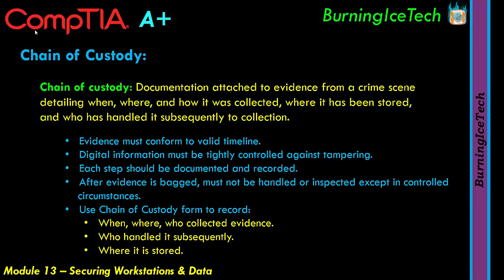So the first point is evidence must conform to a valid timeline. Digital information must be tightly controlled against tampering. So that's why they get encrypted and use hashing and all that. Each step should be documented and recorded, and so on and so forth. So you guys can see pretty much what the chain of custody is. I don't think you guys need to necessarily be in IT to know what the chain of custody is. Anyone that watches a good TV series or a good action movie would have an idea what chain of custody is. This simply just now applies to our IT environment.